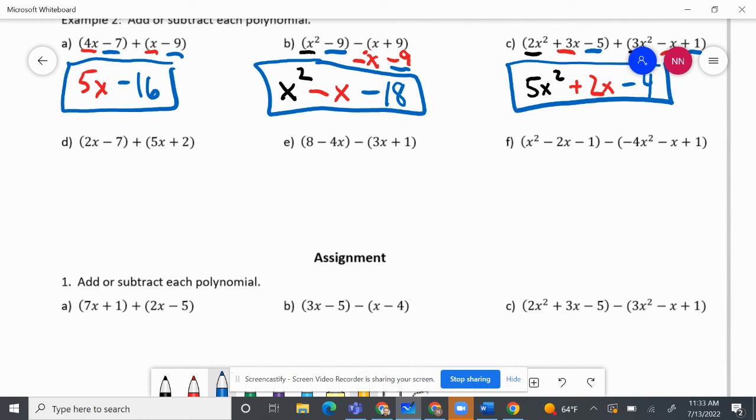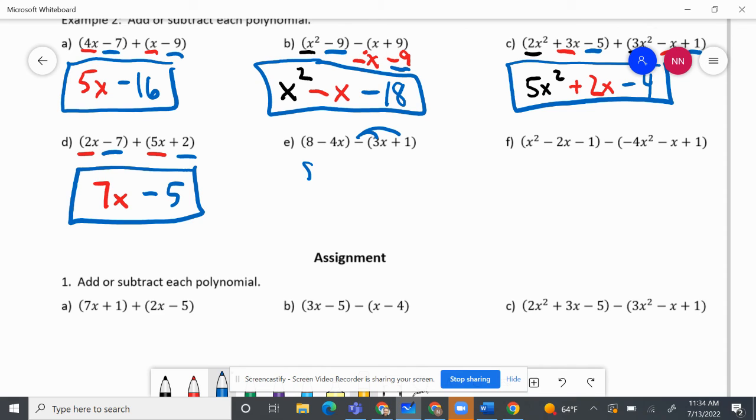So if we're looking at letter D, we're going to start off with the 2x and the 5x, and that gives us 7x. Then what we have is the -7 and the +2, and that gives us -5. For the next one, what I'm going to do is distribute the negative to each of the terms. And so I'm going to look at my x's, and I see -7x. And then I'm going to look at my constant values, and I see a +7.